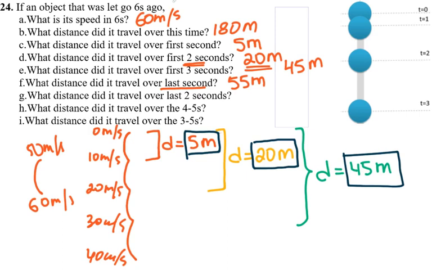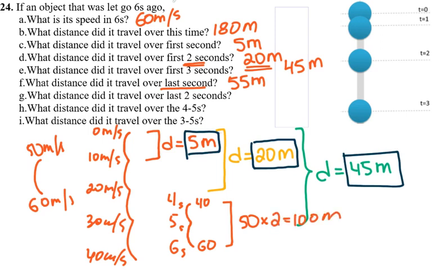What distance did it travel over the last 2 seconds? So the last 2 seconds, it's the 4, 5, and 5, 6. So it's the seconds 4, 5, and 6, right? So the velocity here is 40, the velocity here is 60, the average is 50, and it is the last 2 seconds. So that is 100 meters. So over the last 2 seconds, 100 meters.